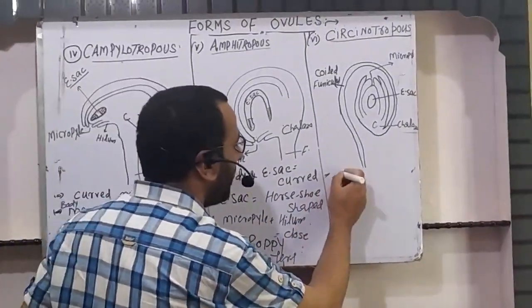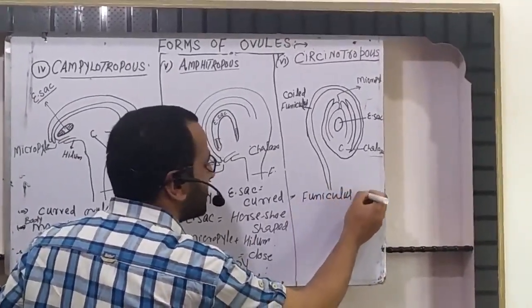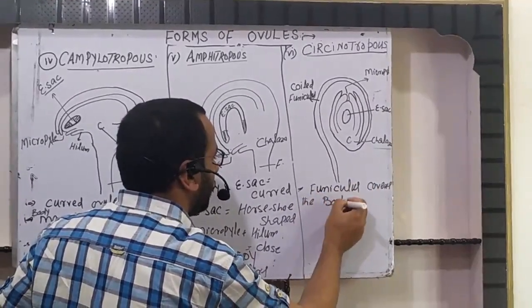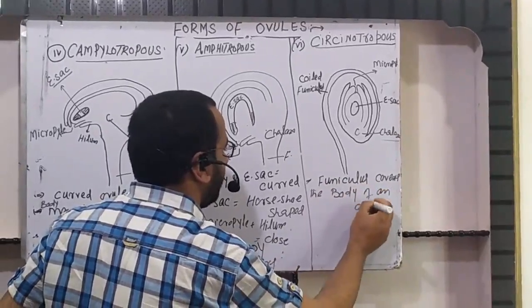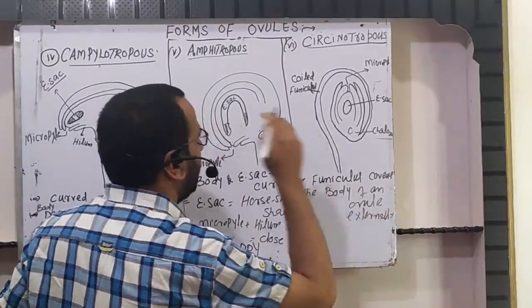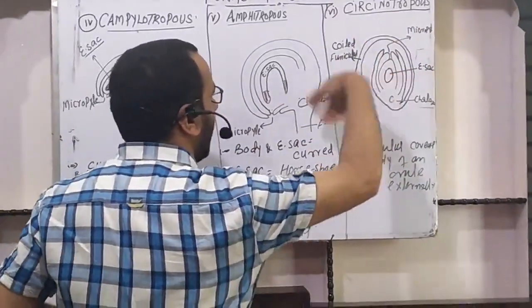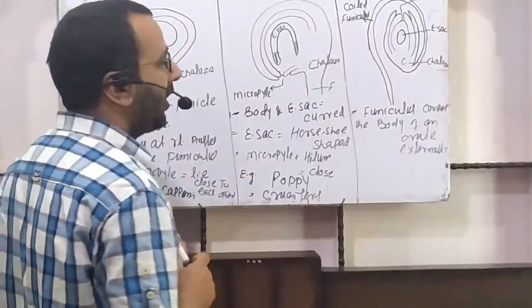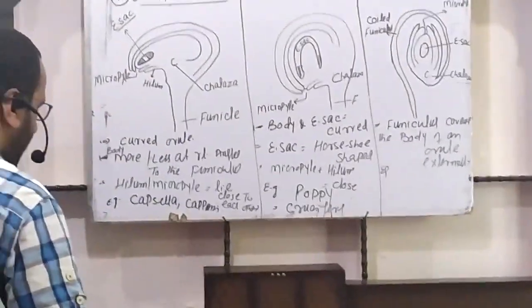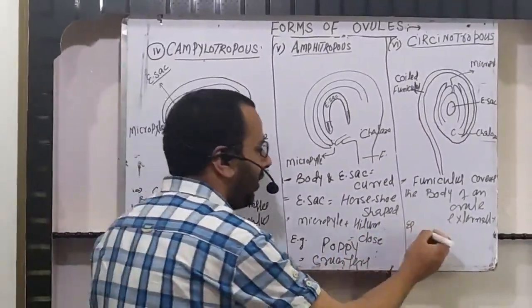In cercinotropous ovule, funiculus covers the body of an ovule externally. It is a special type of ovule. Funiculus is very large, and this funiculus wraps around the body of an ovule. Example of this type of ovule is found in many plants, especially in case of opuntia.